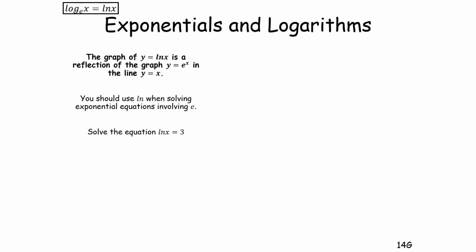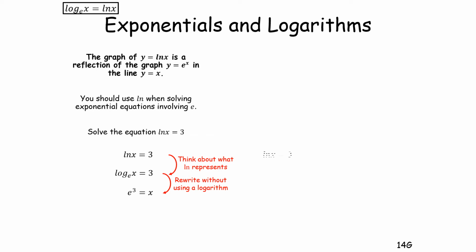Okay, so solve this one. Pause the video and have a look at this. In this case, we just take e on both sides. So e to the power of 3 is equal to x. Because if you have ln x equals 3, to get rid of ln, you just take e on both sides. e and ln cancel out, giving you x, and you have e to the power of 3.